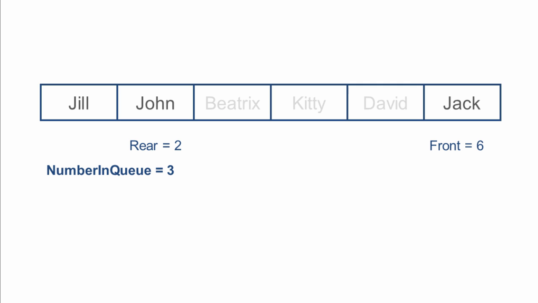You can see now that the front pointer has reached 6. We need to redefine the front pointer as 1. So there you have it, the circular queue.